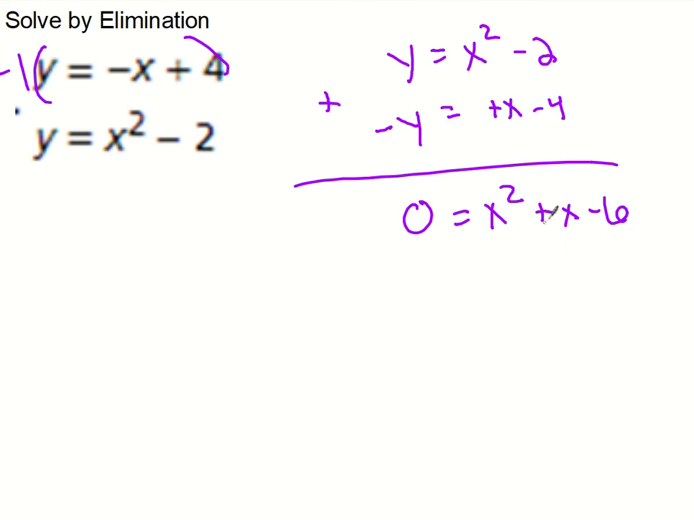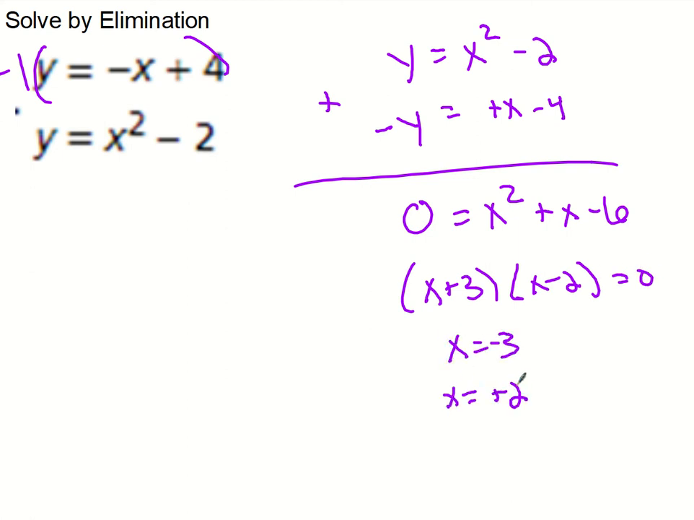Now I can solve my quadratic equation here, and I'm going to try to do it by factoring if I can, which I can because 3 and 2 makes 1, so that's going to work out really nicely. So I have x plus 3 and x minus 2 equals 0. So therefore x equals -3, x equals positive 2.